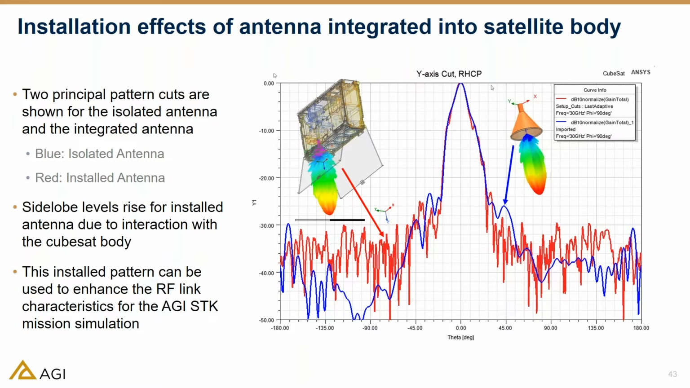In some satellite applications, this rise in side lobe levels actually could be quite important, particularly if we're trying to protect a secure channel. Now, this installed radiation pattern is what we would then move into the AGI mission simulation for the RF telemetry downlink system evaluation in the context of a complete satellite in its mission profile. And with that, I will turn it back to Jeff.